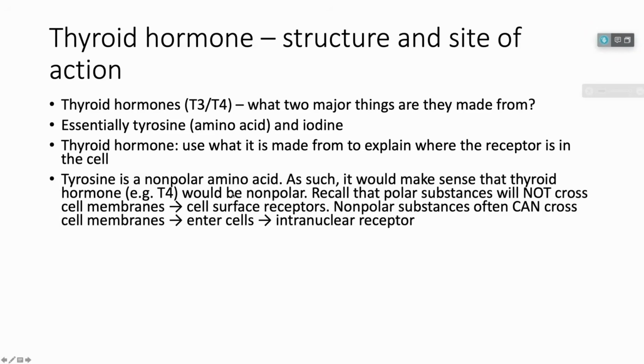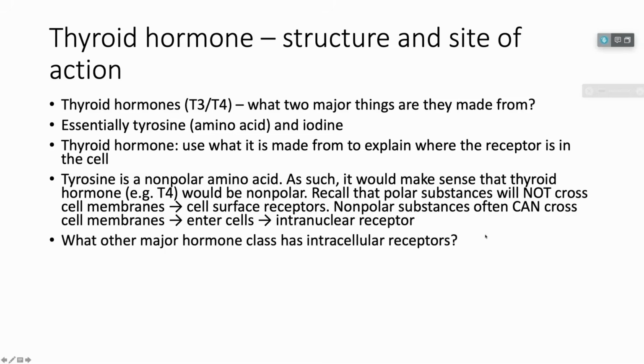So tyrosine's nonpolar. It would make sense that the thyroid hormone would also be nonpolar, because it's made essentially from tyrosine. Polar substances don't cross cell membranes, and so anytime you have a polar substance, it will have a cell surface receptor. Insulin is a peptide, relatively polar, and it's found at the cell surface receptor. Catecholamines might just be too large, but they are also on the cell surface. The only things that have intracellular receptors are nonpolar substances because they can cross the cell membrane. So they enter the cell and find the receptor inside the cell.